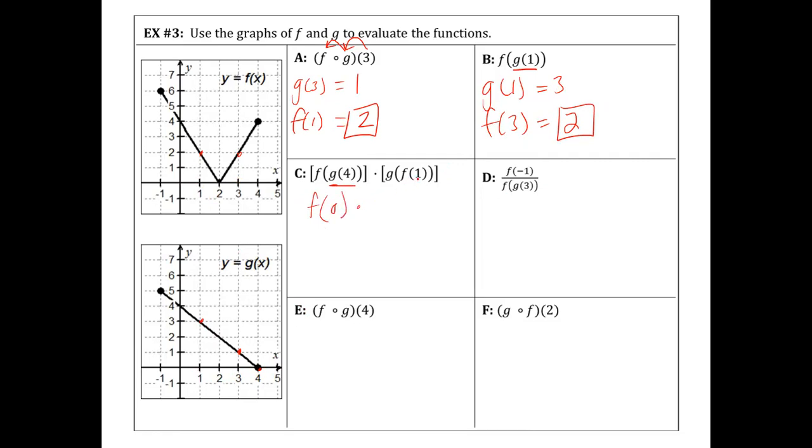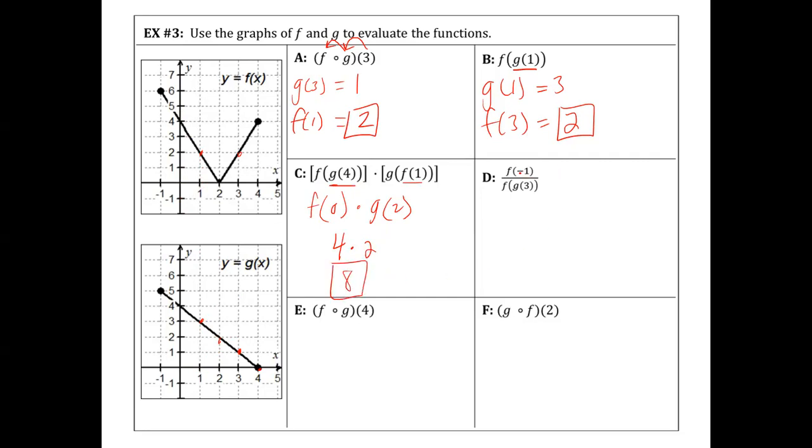times, and then I have F of 1. I'm going to find that. So F of 1. I'm going to go to F, go to 1, and the output is 2. Now I'm going to find F of 0. So I go to 0 on F, and then the output is 4. And then I'm going to go to G of 2. So I go to 2 on G, and its output is 2. So 4 times 2 is 8 would be my final answer.